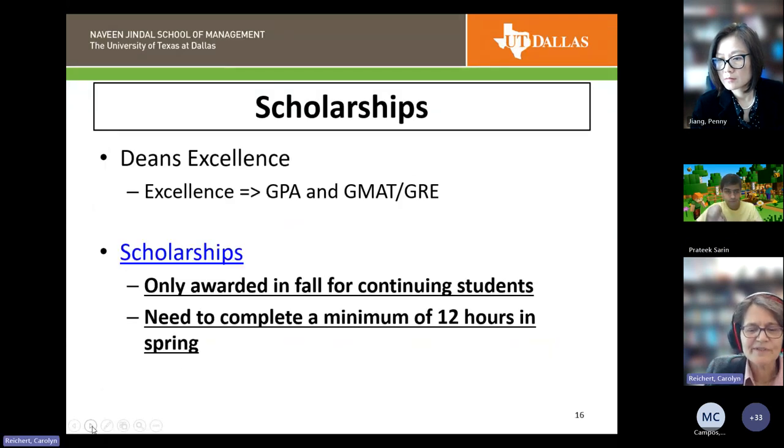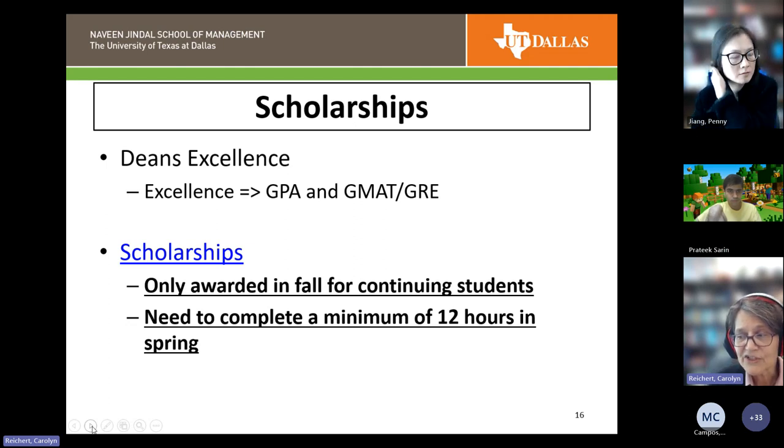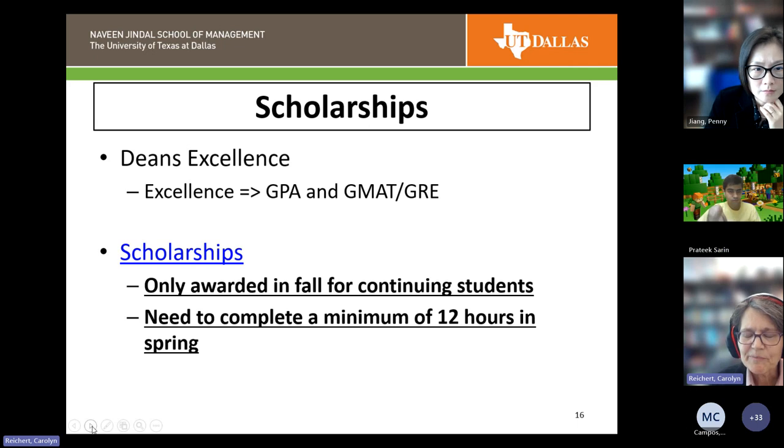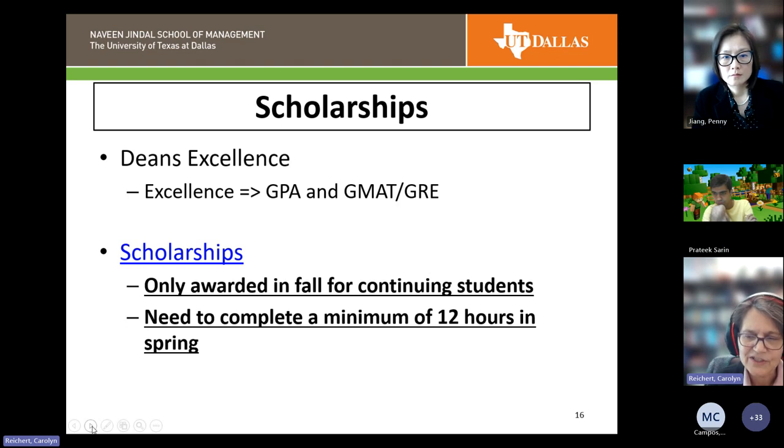So the question about scholarships, I know Penny put the link to the scholarships in before, but it's Dean's Excellence. You do have to apply. And they're only awarded in the fall for continuing students, but you're not continuing students, you're new students. So you need to complete a minimum of 12 credit hours by the end of spring. So it's not by the start of spring, by the end of spring as a continuing student.